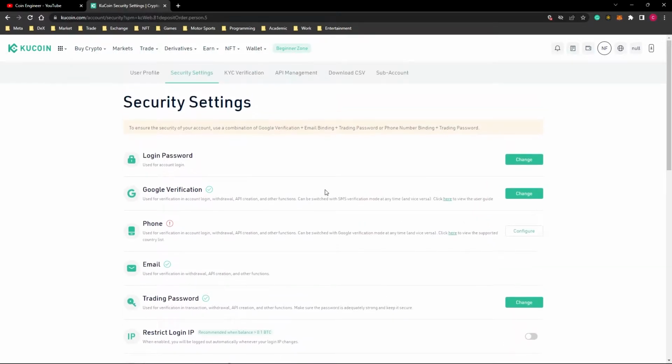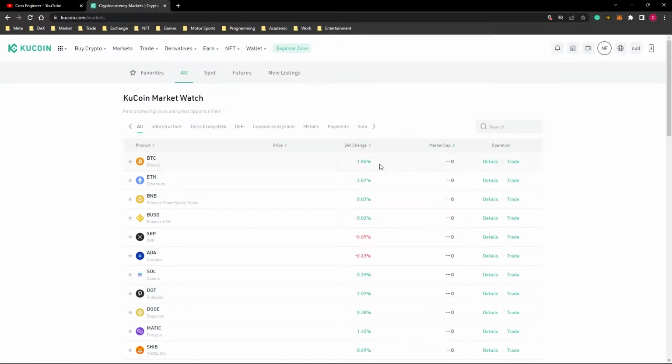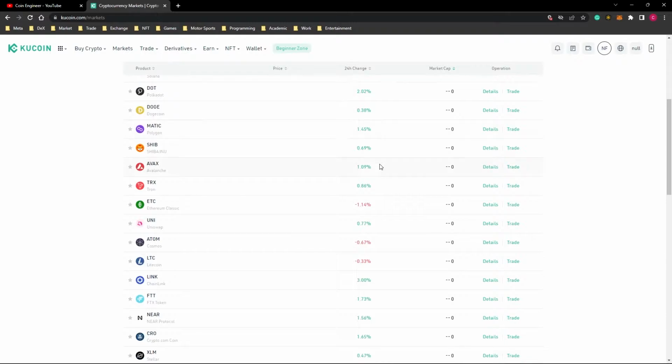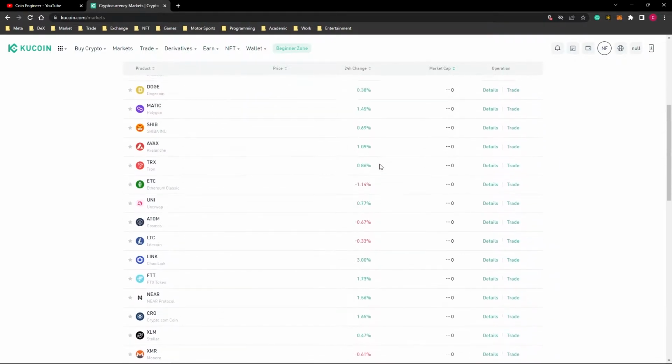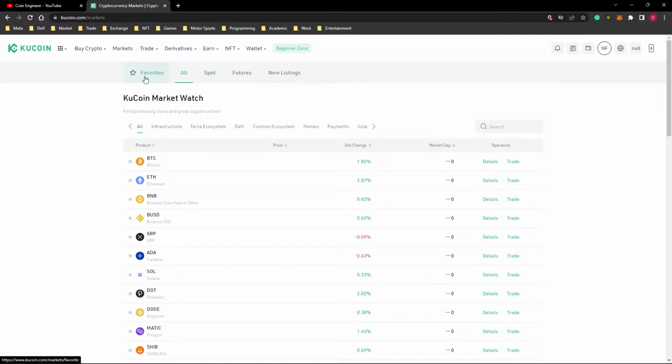Now let's go to the home page and explore the market option. As I said earlier, KuCoin supports trading for more than 600 cryptocurrencies, and you can access, observe and trade every single one of those currencies through the market button. Here we have the favorites, all, spot, futures and new listings options. Let's check the spot market.